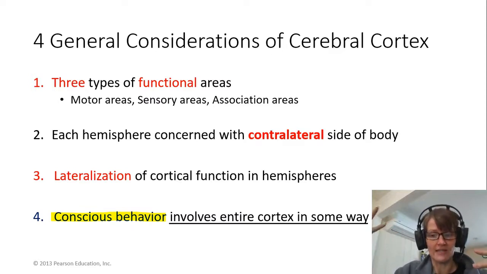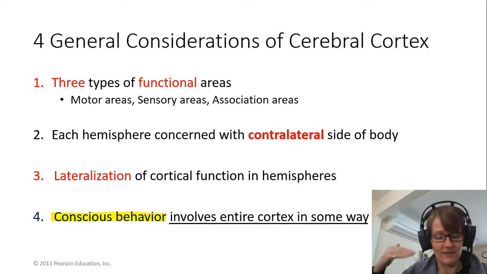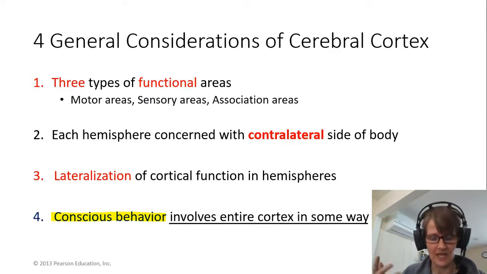And that's important for damage. If we damage the right side of our brain, is it affecting the left side of the body? Well, depending on where the problem is, maybe. A lot of that crossover comes in the brainstem.